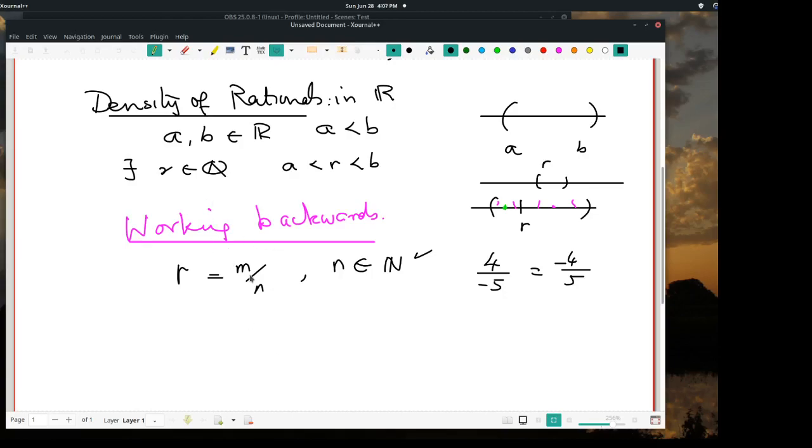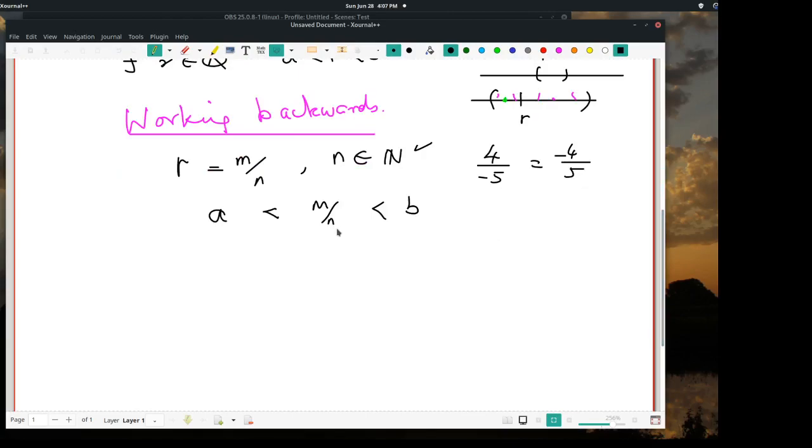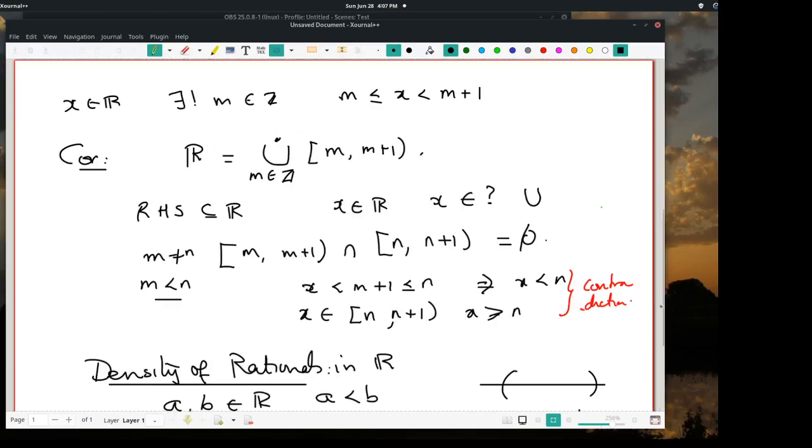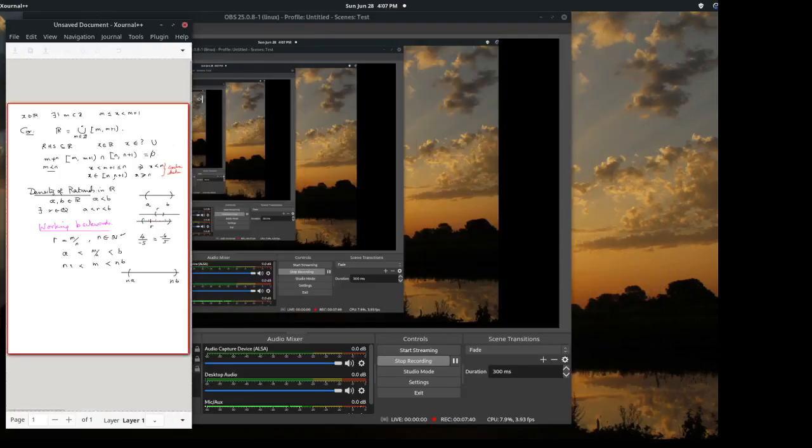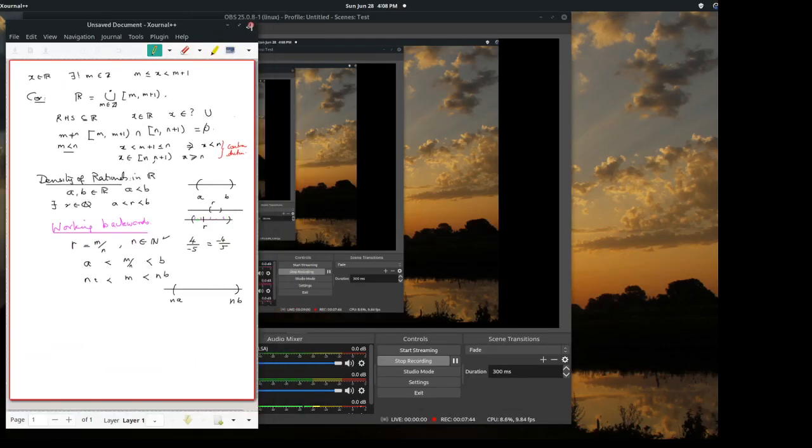Therefore there exists a rational number of the form m by n, where n is a natural number, between a and b. Therefore a is less than m by n and less than b. Now recall, we assume n is a natural number, therefore it is positive. Therefore that means na is less than m and less than n times b. So I have this interval, you gave me a, b, now I have na and nb. I want to find some integer in this open interval between na and nb strictly. What is happening?